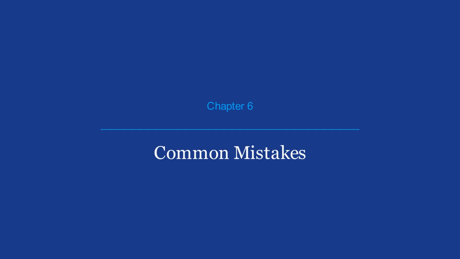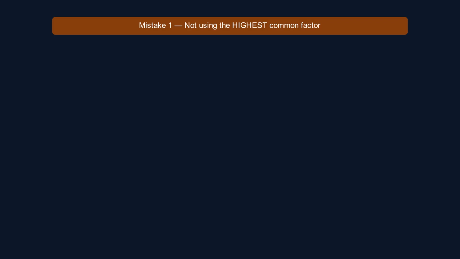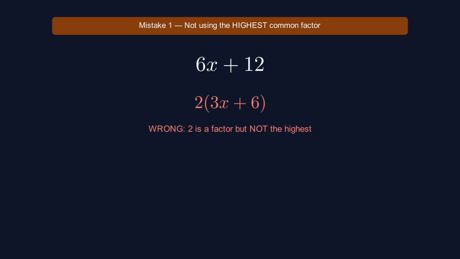Chapter 6. Common mistakes. Mistake 1. Not finding the highest common factor. Always find the highest common factor so that you can factorize.